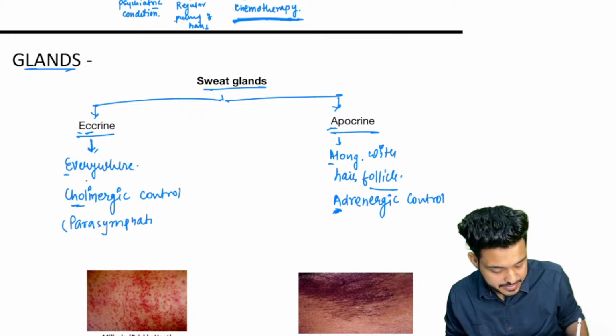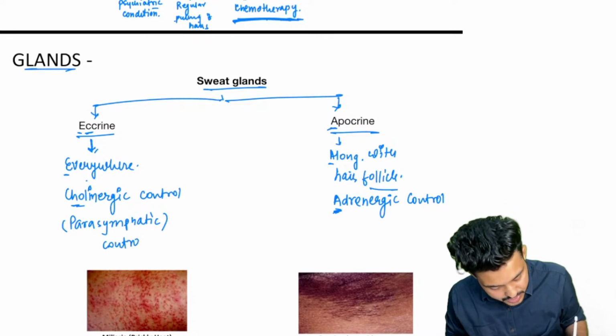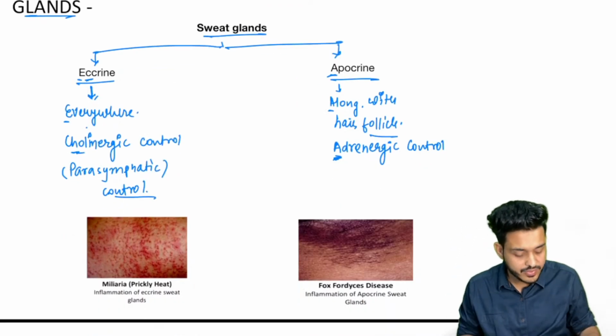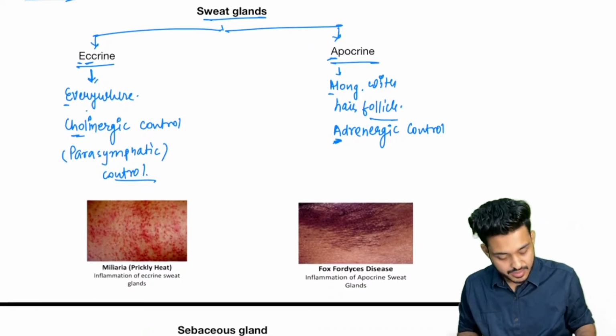We have two, right, parasympathetic and sympathetic? So parasympathetic control. Now what will happen? There will be some diseases. Okay, there will be some disorders.